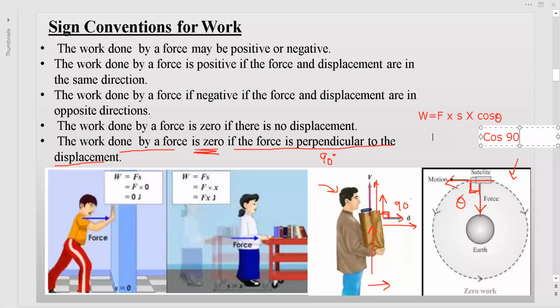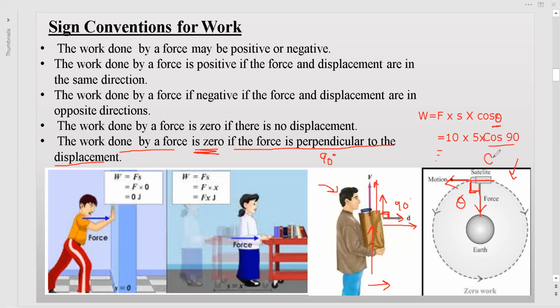cos 90. And here, whatever may be the value of force, suppose we are applying 10 Newton force and the body moved by say 5 meter. If it is so, then this 10 into 5 will give us 50. But the value of cos 90 is 0.